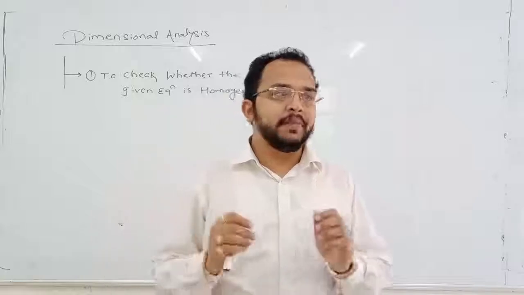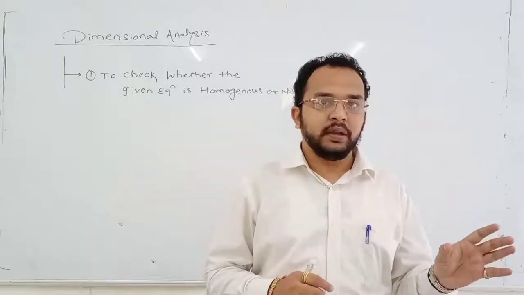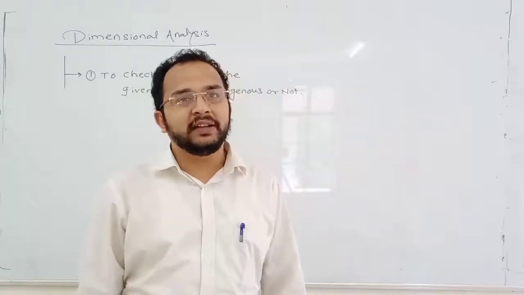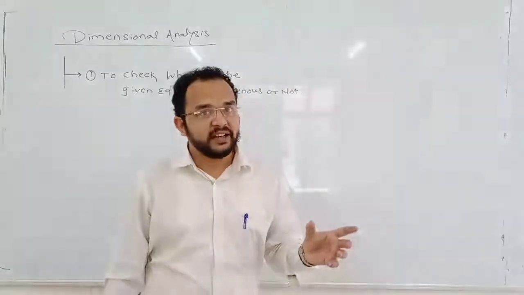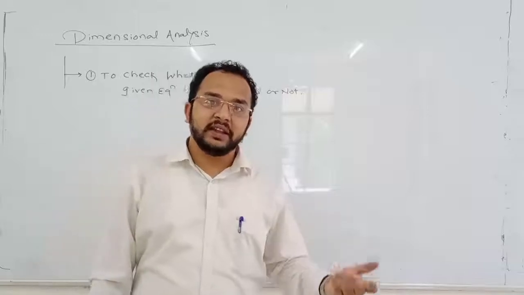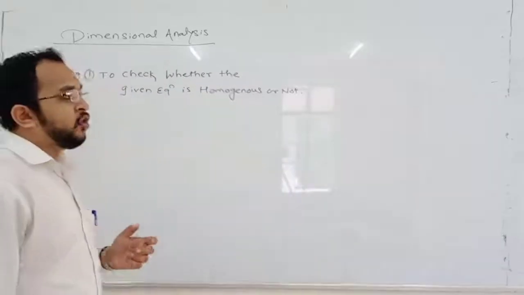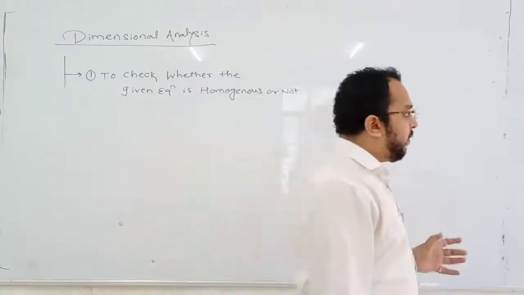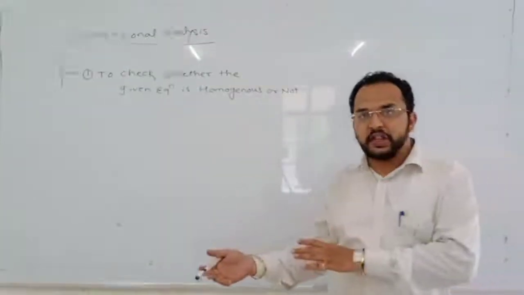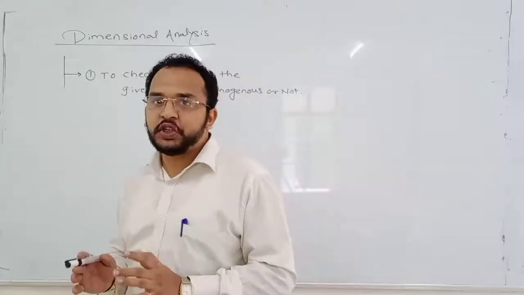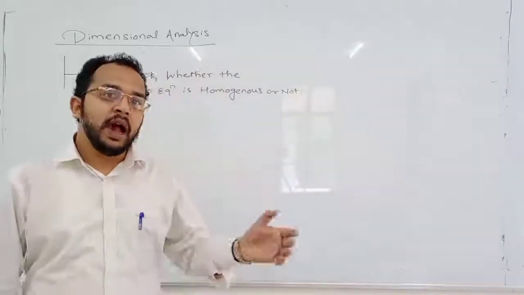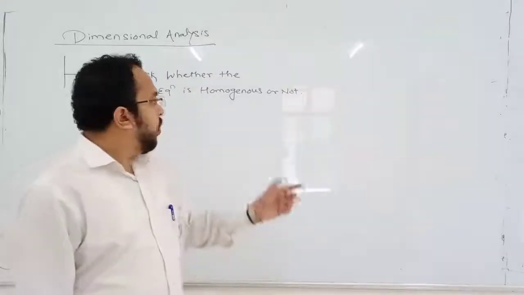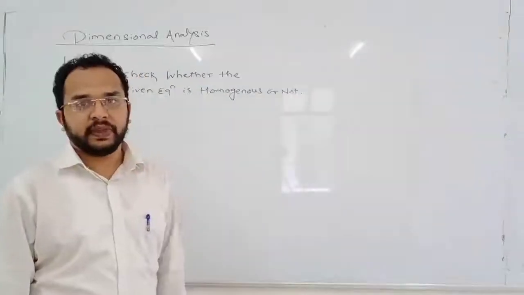Or 200 apples plus 100 apples will be equal to 300 mangoes, will it? 300 is correct, but 300 what will it be? Apples. Okay. So that means dimensions of each and every term on LHS should be equal to dimensions of each and every term on RHS, and that type of equation is called homogeneous equation.